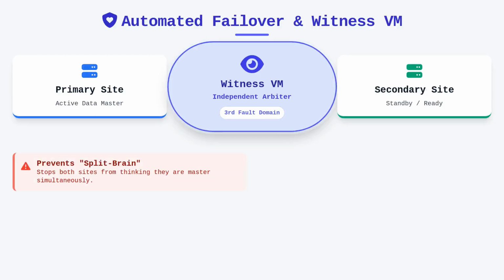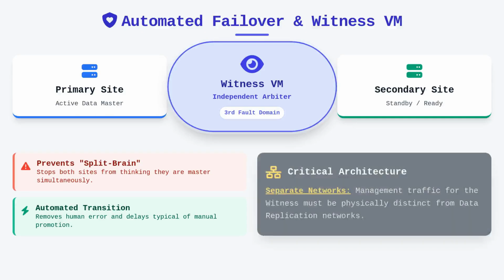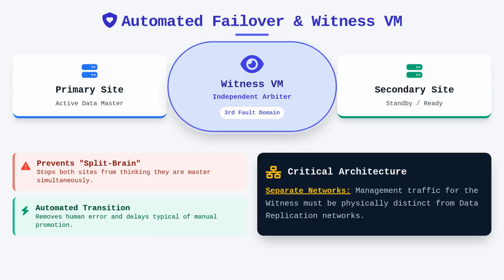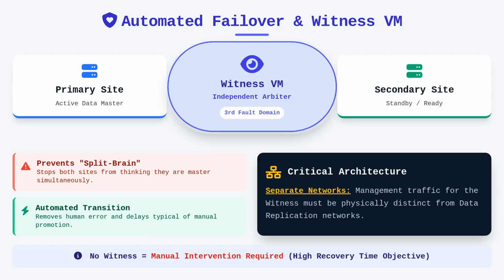Without the witness, you are restricted to manual intervention, which involves human operators actively promoting the secondary site. This manual approach is prone to delays and errors that are largely unacceptable in high availability environments designed to maintain near-instant recovery. Always verify that the management network for the witness VM is separate from the physical data replication network to prevent a single point of failure from compromising the arbitration process.